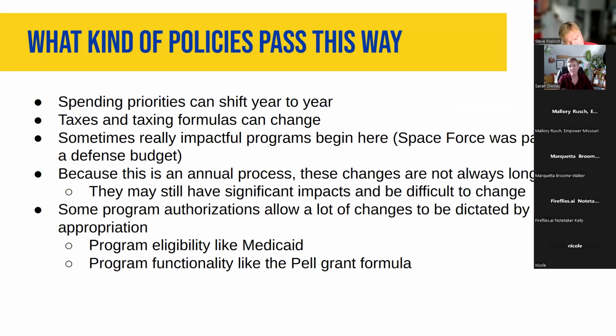Kinds of policies that happen through the budgetary process are policy changes, right? Spending priorities can shift year to year. We had a pretty significant example of that. In 2019, the spending priority for finding a COVID vaccine was 0. And in 2020, it was pretty high, right? So those spending priorities can shift.